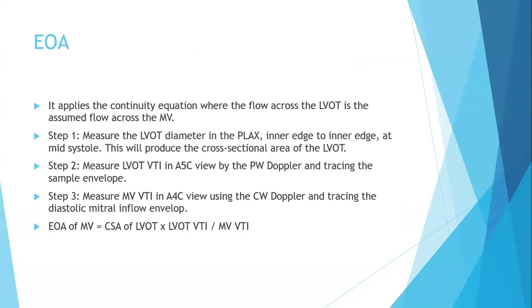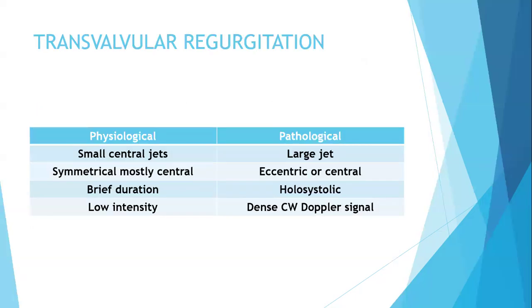As regards the effective orifice area, it applies the continuity equation, where the flow across the LVOT is assumed to be the flow across the mitral valve. So we measure the LVOT diameter in the parasternal long axis, inner edge to inner edge at mid-systole. This will produce the cross-sectional area of the LVOT. The second step is measuring the LVOT VTI in the apical 5-chamber view by tracing the pulsed wave Doppler. Number 3 is we measure the mitral valve VTI in the apical 4-chamber using the continuous wave Doppler. So eventually, the effective orifice area of the mitral valve will be the cross-sectional area of the LVOT times the LVOT VTI divided by the mitral valve VTI.